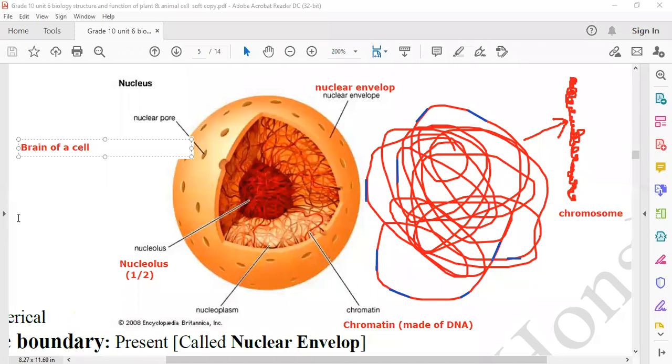So drawing chromatin and chromosome is not necessary for you. If you understand, that is enough. But mark the other details.